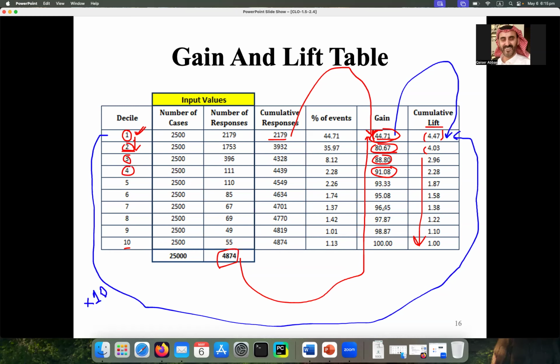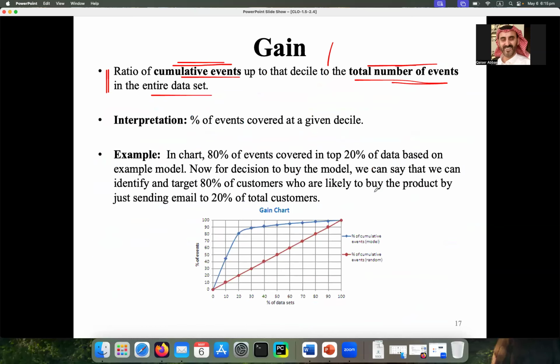Or you can say 96.45% of events are seen by our model at decile 7. This is the reading, how you can read this value. If you are going to write a thesis, then this is how you have to write this statement. So now that is what it means.